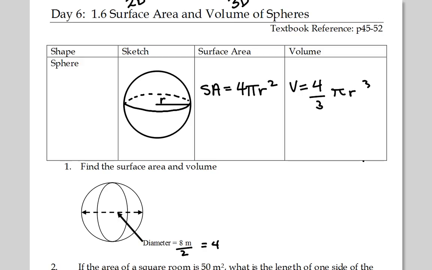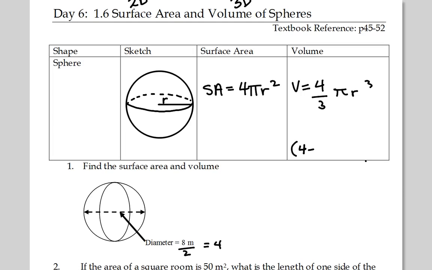Okay, so if you're putting that in your calculator, you can do this. In the calculator, you can go bracket 4 divide 3 bracket, and then you can type in your pi button, and then you can type in your r, and then the little power button, 3. So that's what it's going to look like in the calculator. Okay? That's if you want to just follow the formula exactly. Some people are probably going to just do pi r cubed in the calculator, and then you can just hit times 4 divide 3. That works as well.